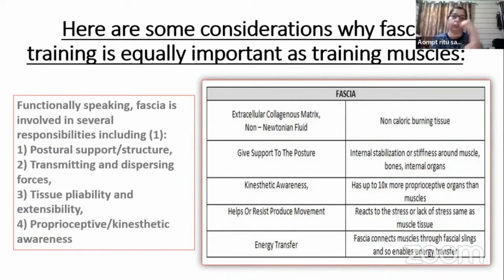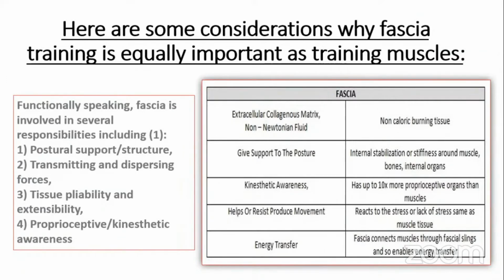For the hand or for the neck, if I glide the fascia for the neck, if my neck movement is restricted, I will release the fascia, then it will allow the muscle to move. Yes, sir. Okay.